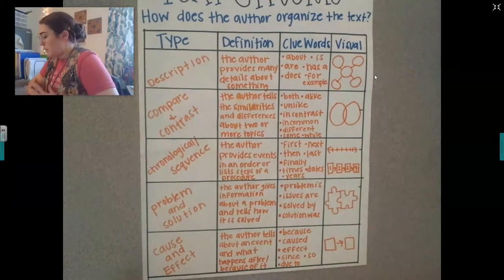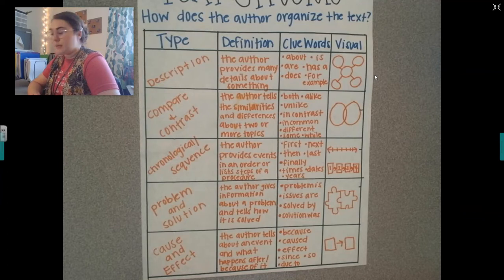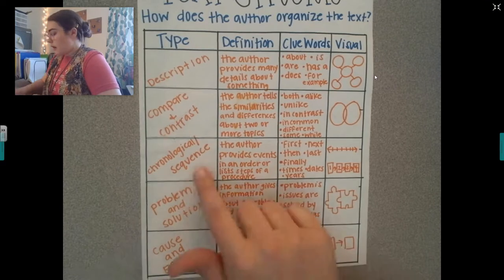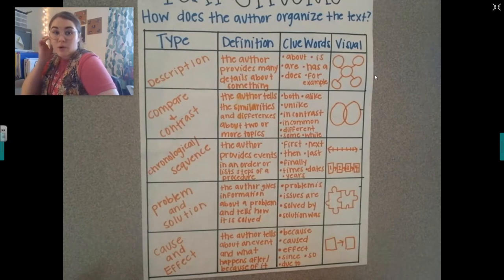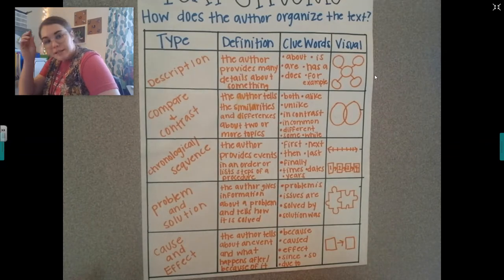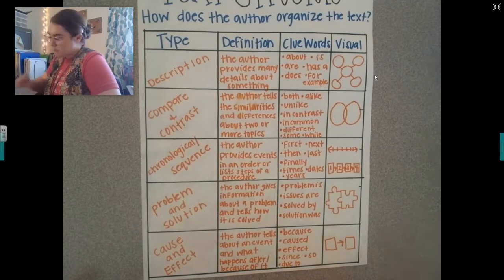The second one is comparing and contrasting. This is when the author tells you similarities and differences about 2 or more topics. So if it was a book about frogs and toads, it would tell you the similarities and differences between the 2. Chronological sequence is when they tell you something in order. So you might see words like first, next, then, last, or you might see times, dates, years. Those all are chronological sequence.